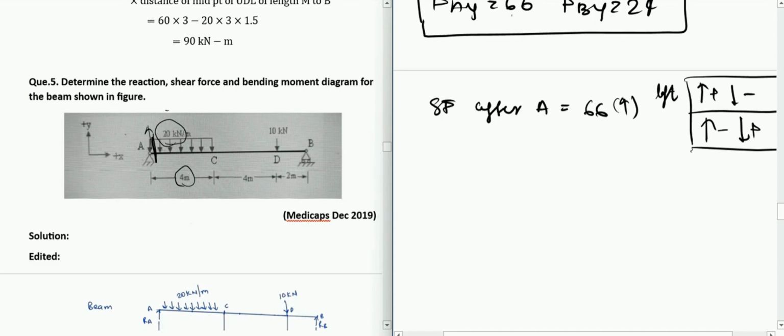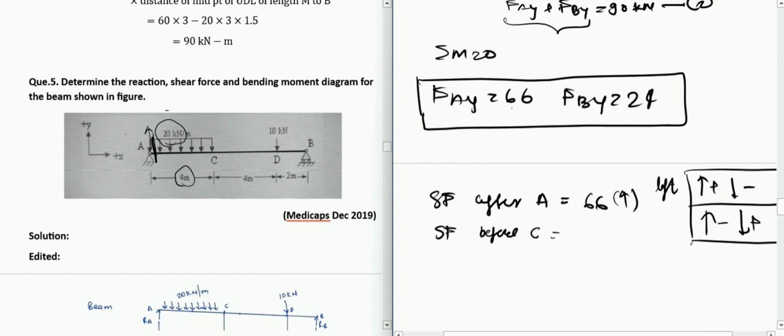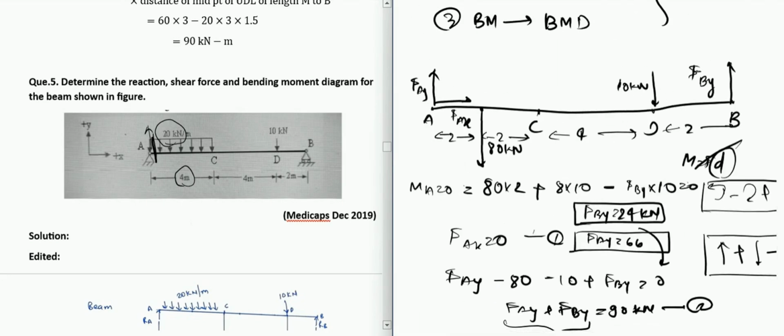Let us now calculate the shear force at C, or you can say left of C, whatever you prefer. Before C, there are two forces. You can just see over this. Let us just copy this diagram.